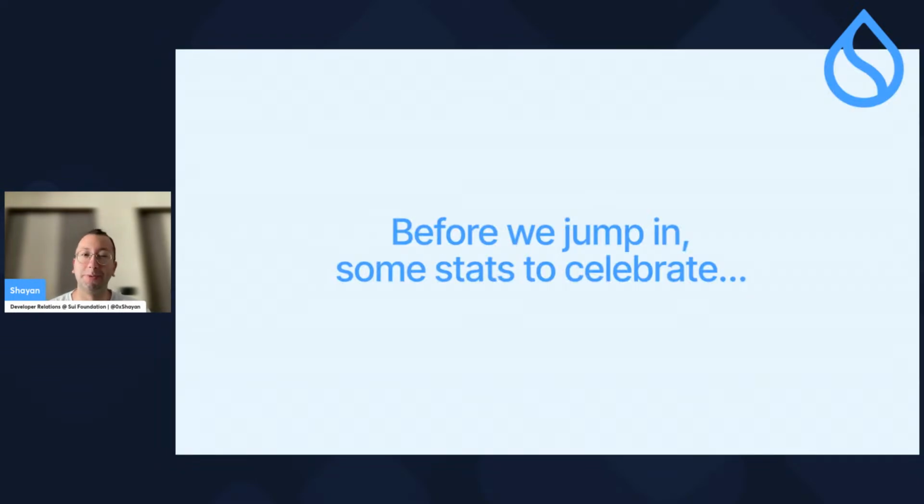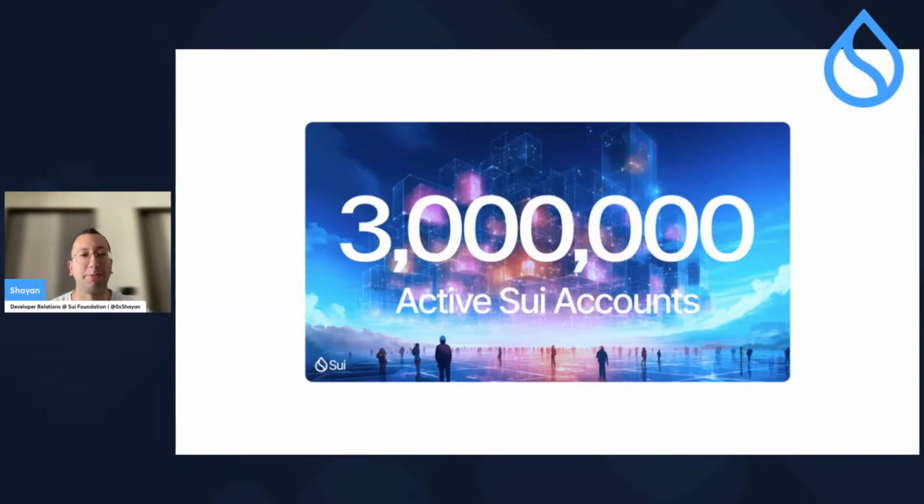But before we do, some stats to celebrate. Recently, Sui hit 3 million active accounts since the blockchain's genesis. An active account is one that is defined as one that has signed a transaction. So we have 3 million accounts that have signed at least one transaction since the beginning of Sui's genesis, and this took a little less than 4 months to accomplish.